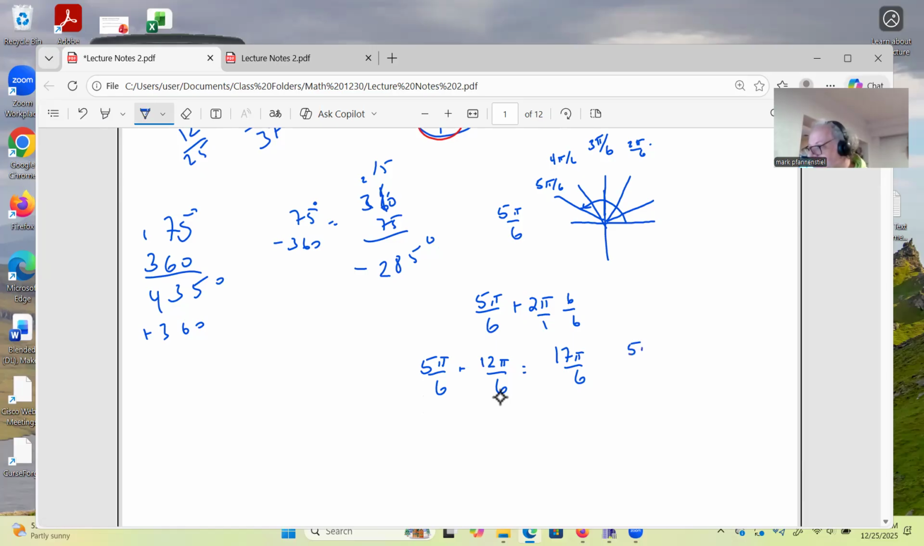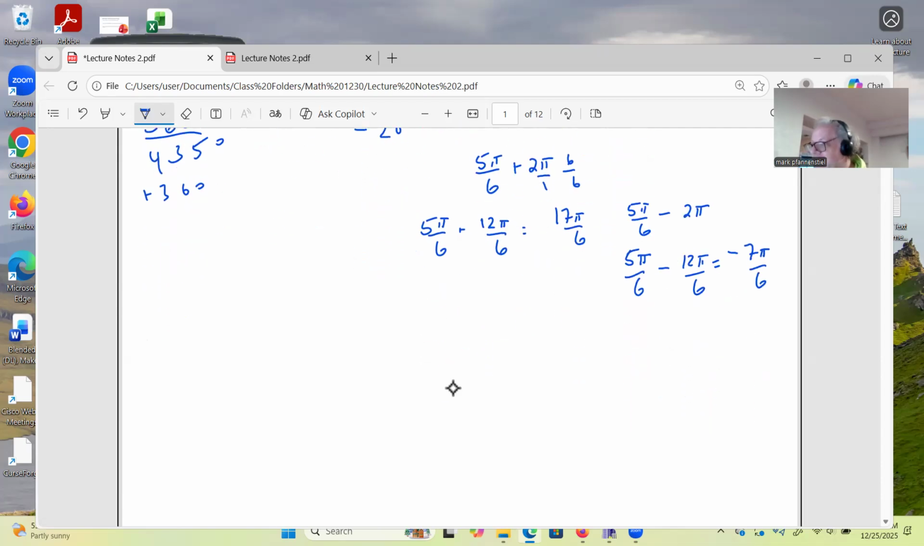We could also say 5 pi over 6 minus 2 pi. And again, we go through the same little thing here. We have 5 pi over 6 minus 12 pi over 6. 5 minus 12 is going to give us negative 7 pi over 6, and that would be coterminal.